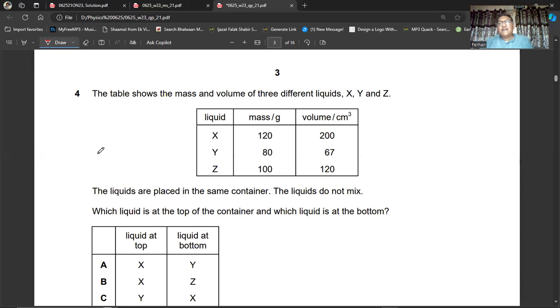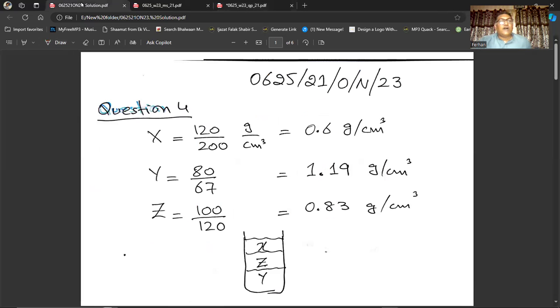You will calculate the density of X, the density of Y, and the density of Z. When you put three liquids in the same container, the liquid with the least density will be on the top, and the liquid with the greatest density will be at the bottom. So let me show you, I have done this.